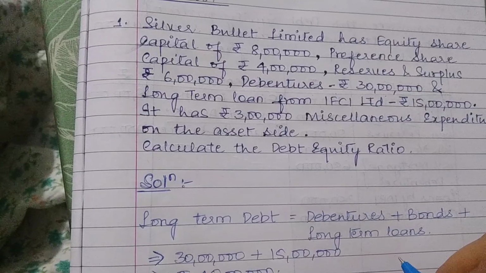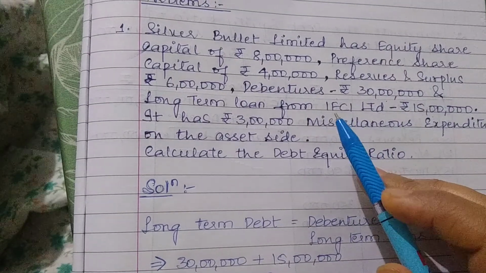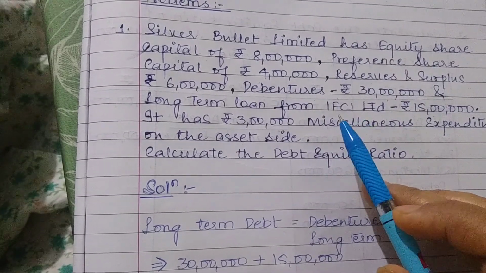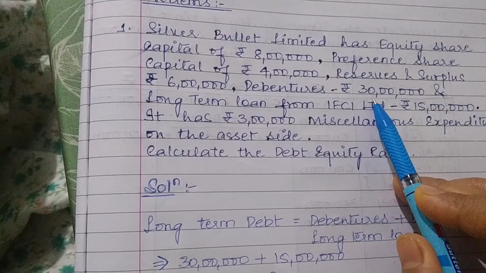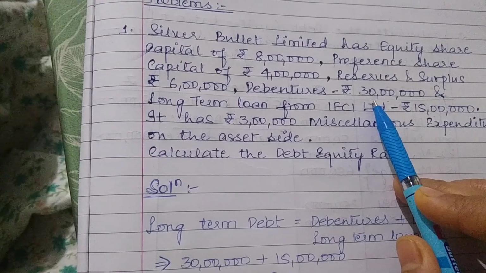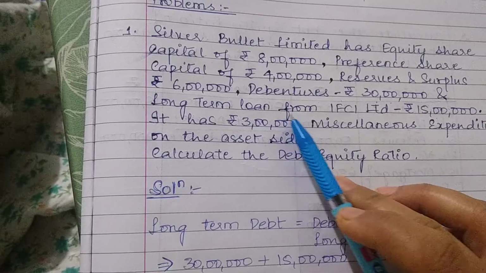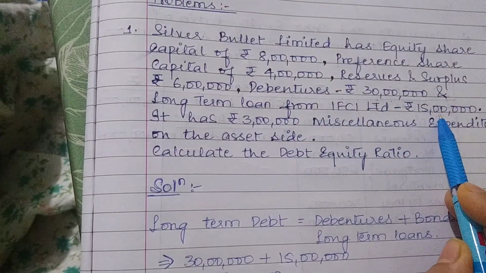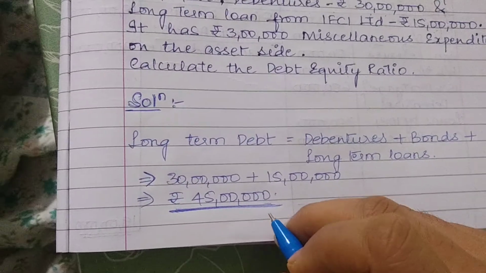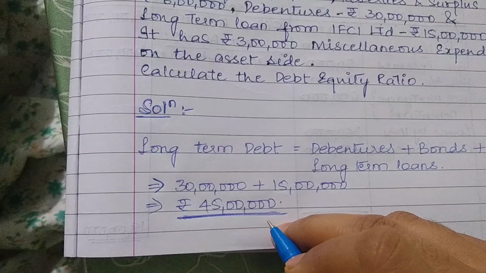So coming back to your problem, you have to check where your debentures are. Debentures is 30 lakhs. There is no bonds given. So what is the long term loan? It is 15 lakh. So 30 lakh plus 15 lakh gives you 45 lakh.